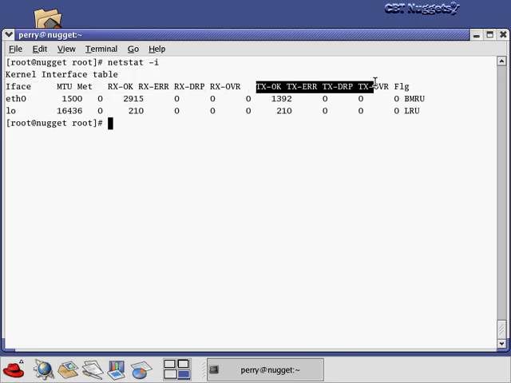Now these, TX-OK, TX-ERR, and so on, are for transmitting, or outgoing, packets. This is the number we transmitted successfully. This is the number of errors on outbound packets. This is the number of outbound packets that were dropped, and this is the number of outbound packets that overflowed the buffer. You can see there's a skewing here, just in the way the text lines up, but all of these zeros relate to these categories.